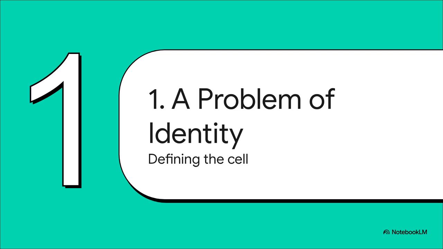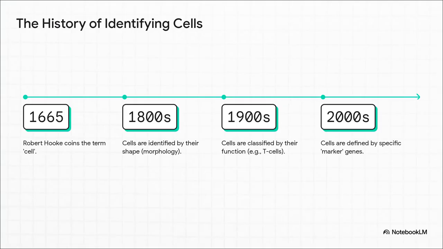But this has created a huge problem of identity. We've ended up with this messy, unstandardized system that's frankly more like a chaotic stamp collection than a real scientific framework. Just look at how our definitions have changed over the years. It all started way back in 1665 when Robert Hooke first looked at cork and just saw cells. Then, for a long time, we classified them by shape. Is it round? Is it star-shaped?